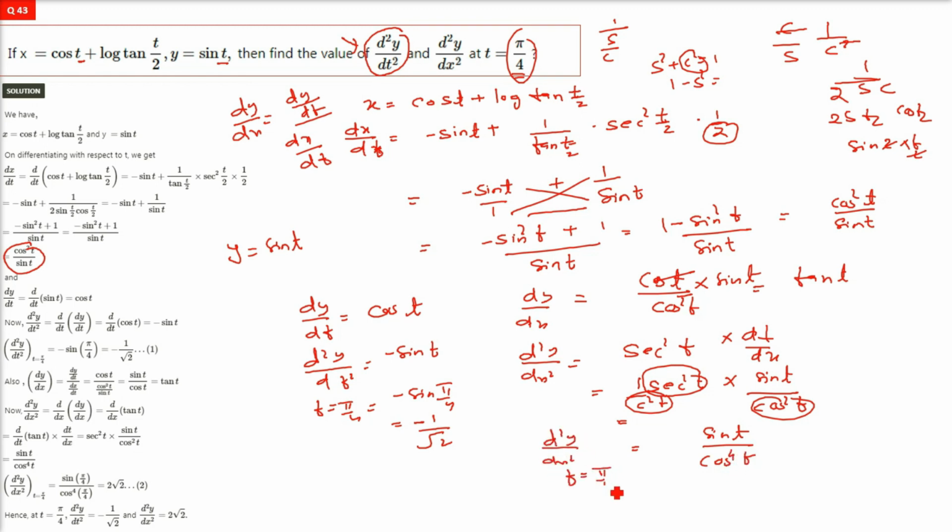So at t equals pi by 4, we have to compute. Sin pi by 4 is what? Sin 45 degrees, 1 by root 2. Cos raised to 4t, so it will be 1 by root 2 to the power 4.